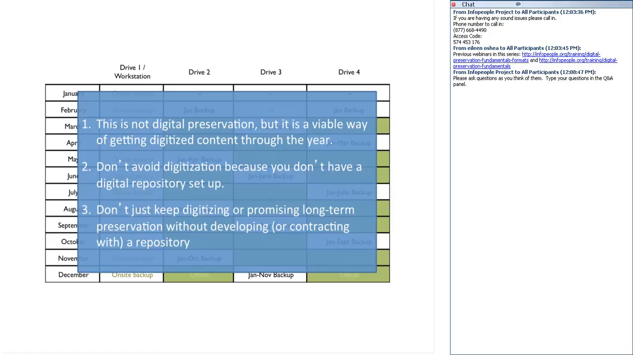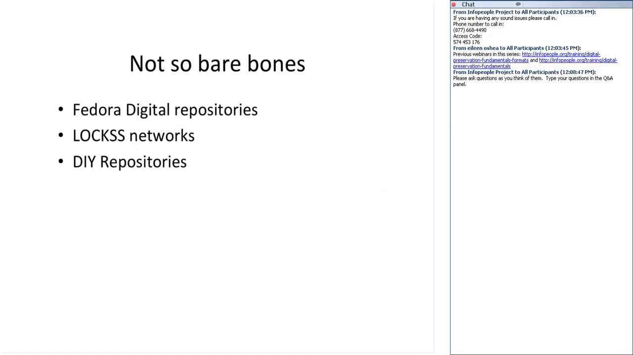That said, the other lesson we took away from this little exercise was that we don't want to just keep on digitizing, and especially we don't want to promise long-term preservation without developing, or in the current likely scenario, contracting for a really more substantial repository. So when that step comes, when we want to move away from just bare bones, we have a lot of options available to us. And I'm going to talk in a little bit of detail about two of these systems that I think are becoming fairly commonly used and fairly easy to get access to, and then spend a little time talking about more do-it-yourself approaches.